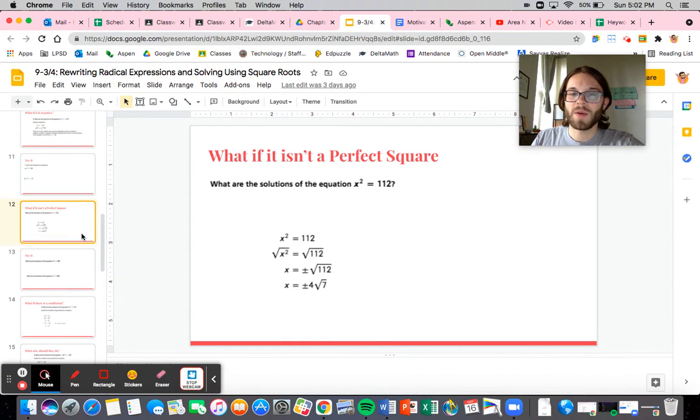All right, now what if it's not a perfect square? Well, I think you already know the answer to this. If it's not a perfect square, we're going to use exactly what we just learned about simplifying radicals to simplify it as much as possible. I don't want to see you leave something with, like, the square root of 8, because you can simplify that more.